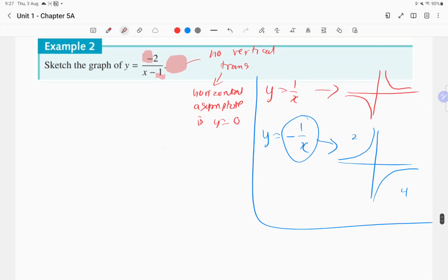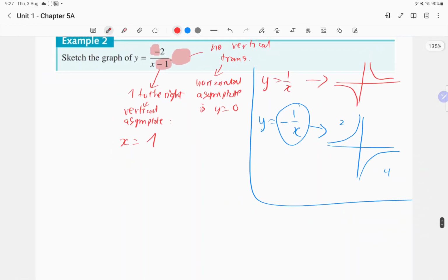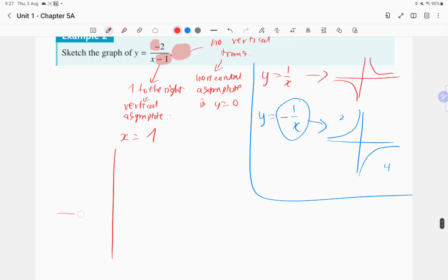But now we have x minus 1. When you change x into x minus 1, this is a translation of 1, a bit opposite. If it's minus, it's actually to the right. So 1 to the right means the vertical asymptote would be x equals positive 1.